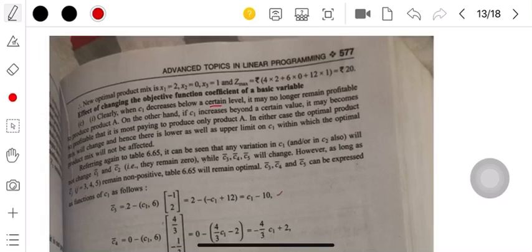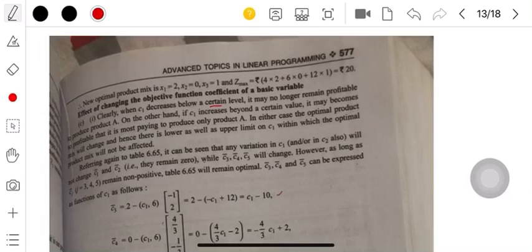On the other hand, if C1 is increased beyond a certain value, it may become most paying to produce only product A. In other cases, the optimal product mix will change, and hence there is a lower as well as an upper limit on C1 within which the optimal product mix will not be affected.